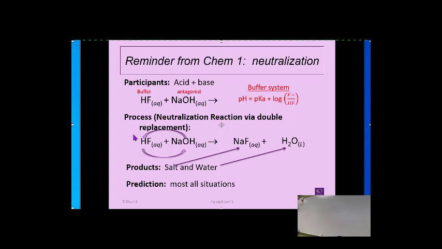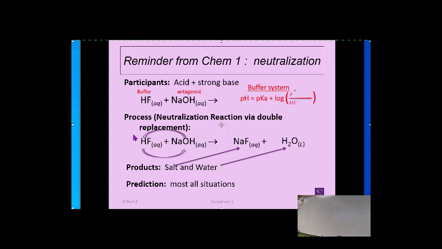Hey, if this thing was a weak acid, which it always is in a buffer, the salt that comes out is actually weakly basic. And of course water is neutral, so that doesn't matter. So don't forget that. That's going to be real important. All right?